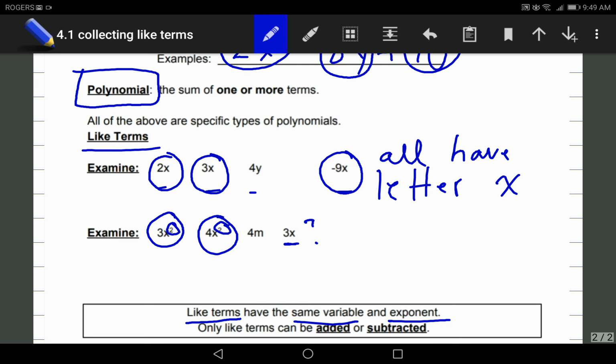Just like up here, what is the exponent for 2x? If you don't see an exponent there, that really means that the exponent is 1. So all of these x's have an exponent of 1. That means they're all the same. That means they are like terms because they all have an exponent of 1. In this case, I have my x's, 2 of them have an exponent of 2. They're like terms. This is not a like term. This is not a like term. They have to have the same exponent. Okay?